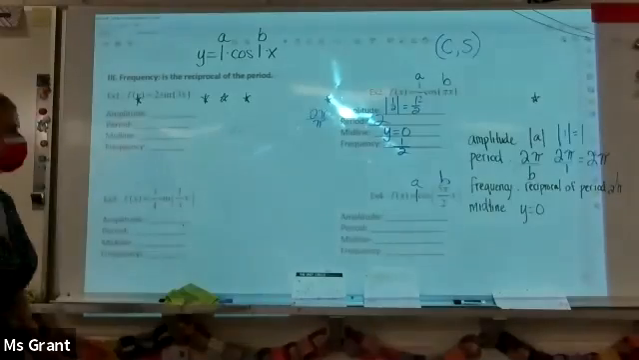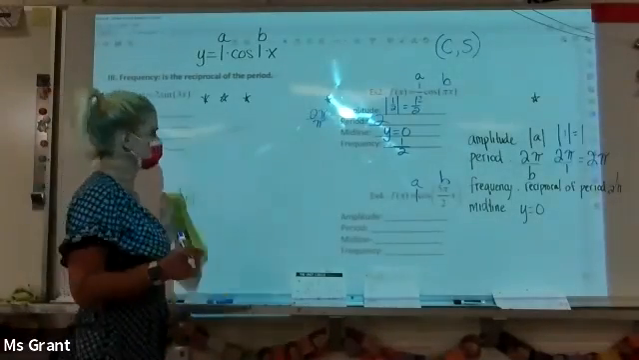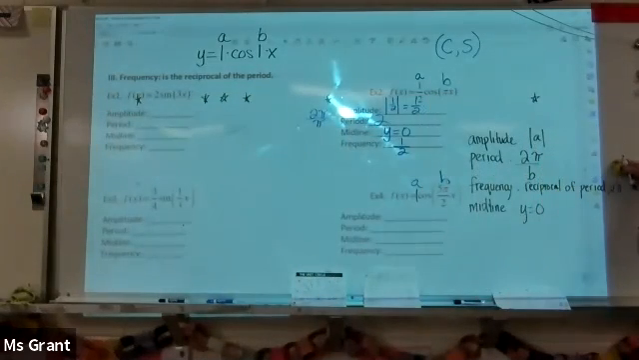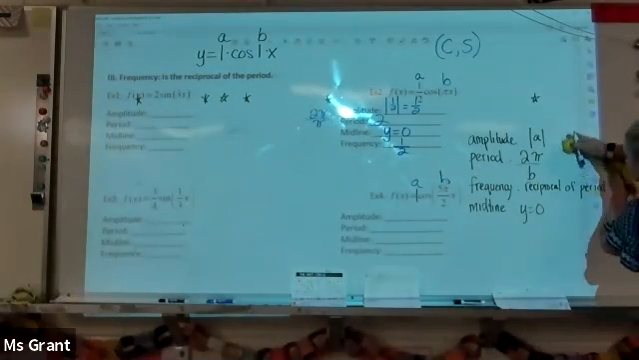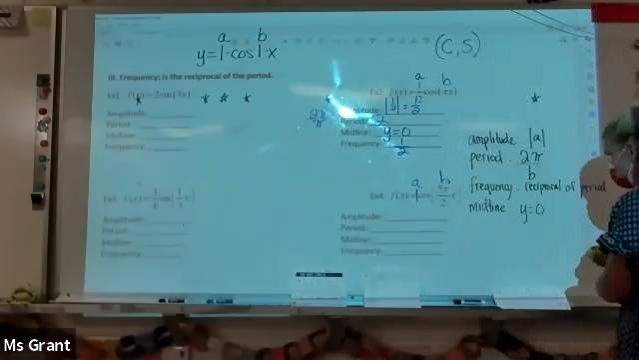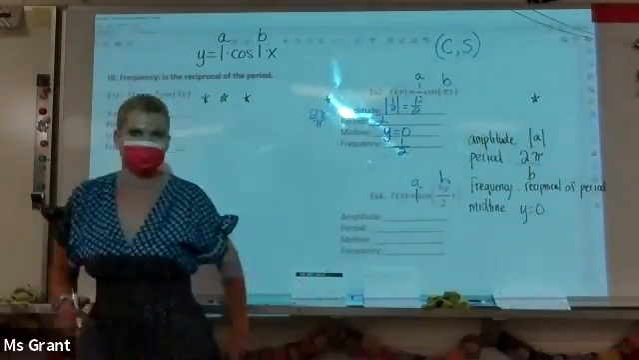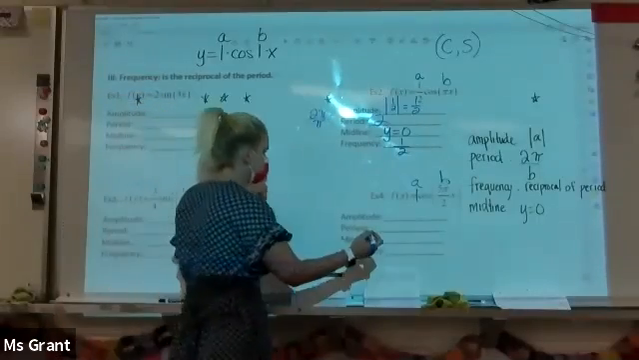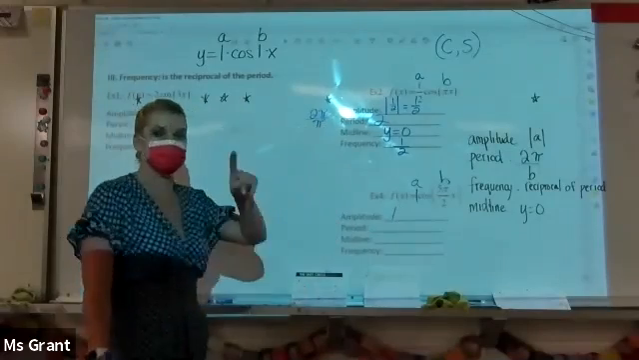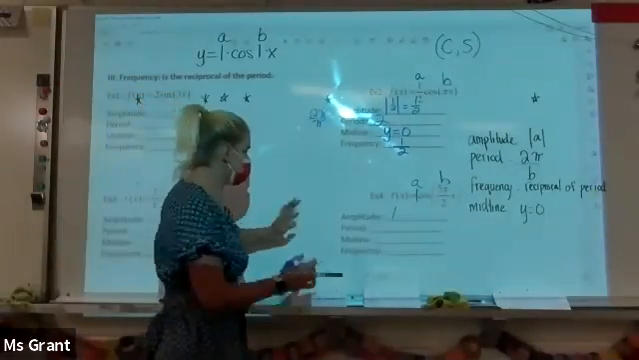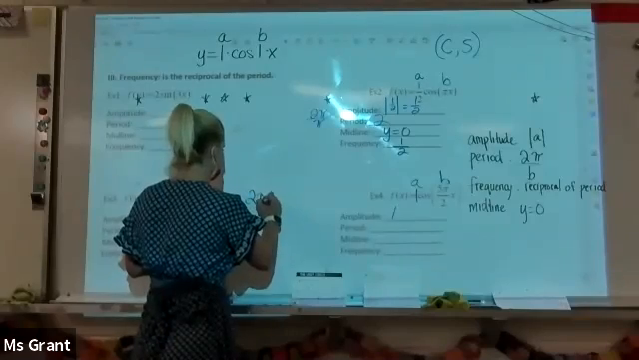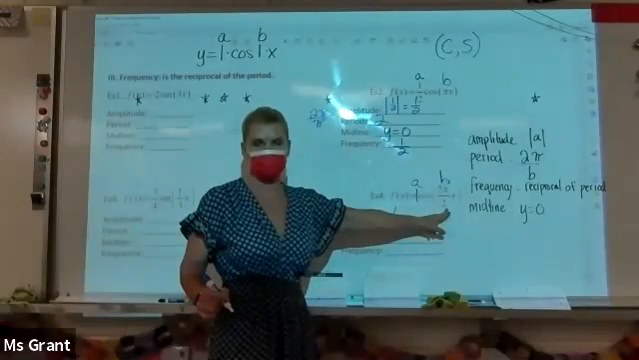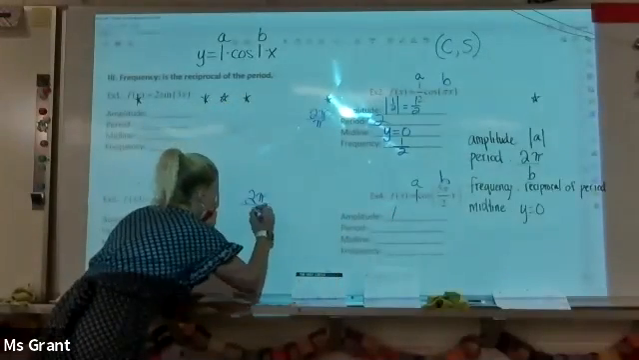Let's jump to example 4. Amplitude, absolute value of A, 1. Period, this is harder. 2 pi, I'll do way over here, over B. Look at how complicated B looks. B is a fraction itself.